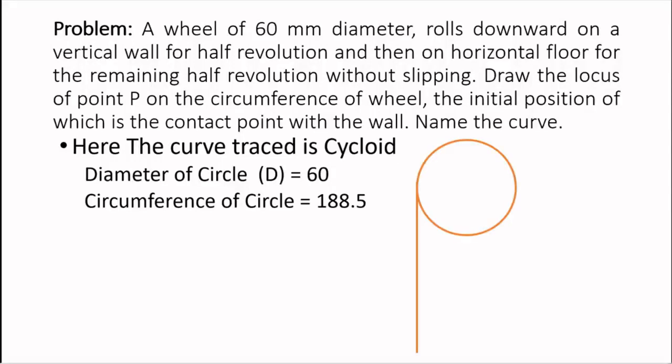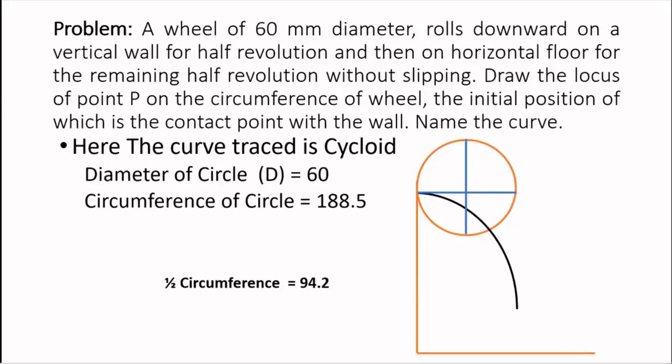We start with constructing the circle and the tangent to it, on which we take half the circumference. Then we divide the circle into an equal number of parts and then using construction we draw the half portion of the cycloid. So remember, the distance travelled by the circle from top to this bottom position on the vertical wall is half the circumference, that is 94.2 mm.